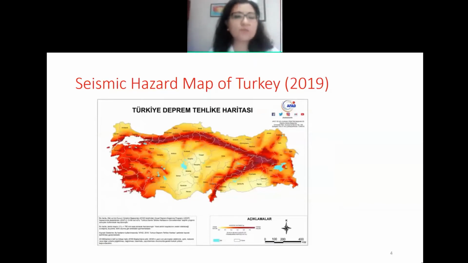I am not going to say zones because the zones are over, but it gives us similar high hazard regions. What you see here is the 475-year return period peak ground acceleration.